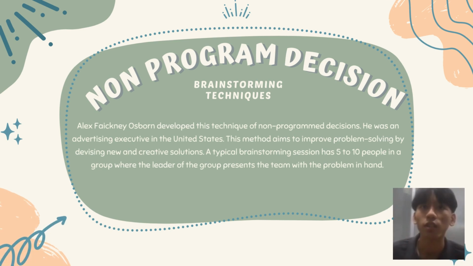About non-program decisions. The first one is the brainstorming technique. Alex Osborn developed this technique of non-program decision. He was an advertising executive in the United States. This method aims to improve problem solving by devising new and creative solutions. A typical brainstorming session has 5 to 10 people in a group, where the leader of the group presents the team with the problem in hand. Members are supposed to come up with all the ideas, and each idea is then discussed and analysed. And lastly, the best idea is selected after the session is over.